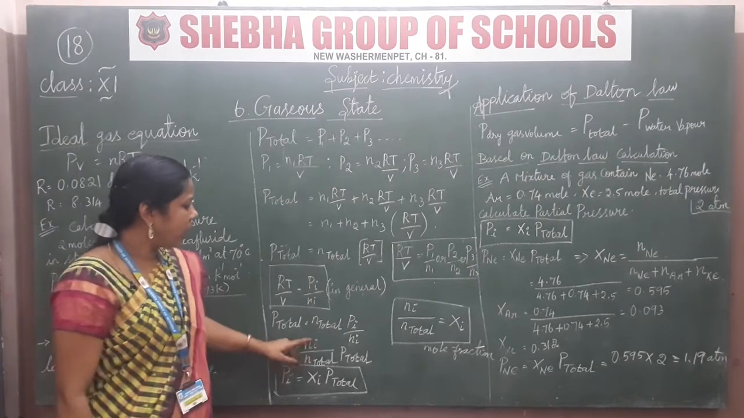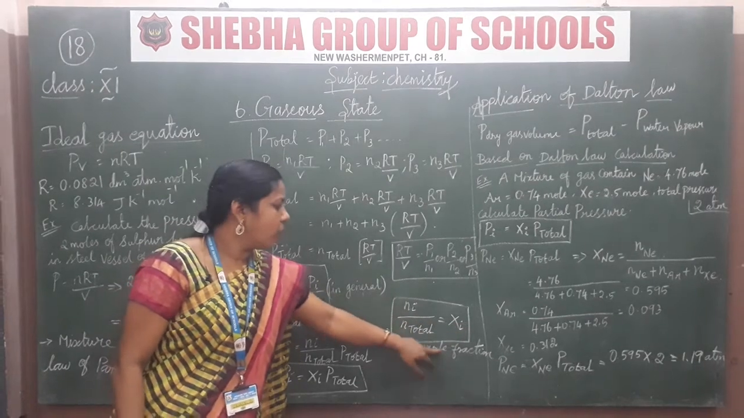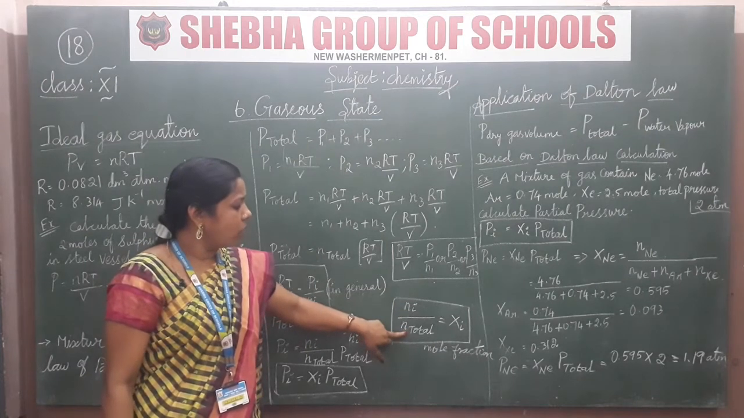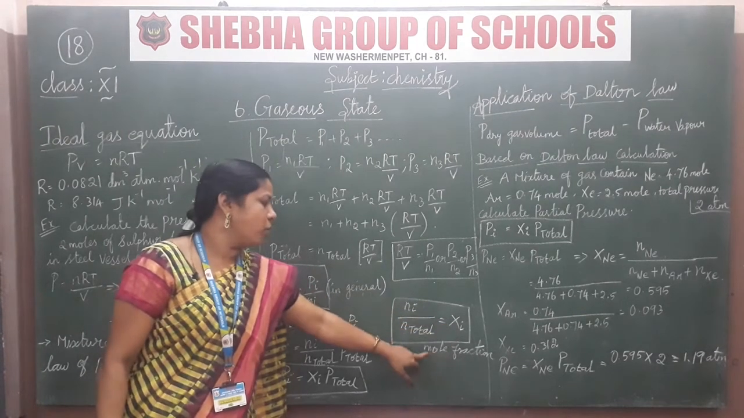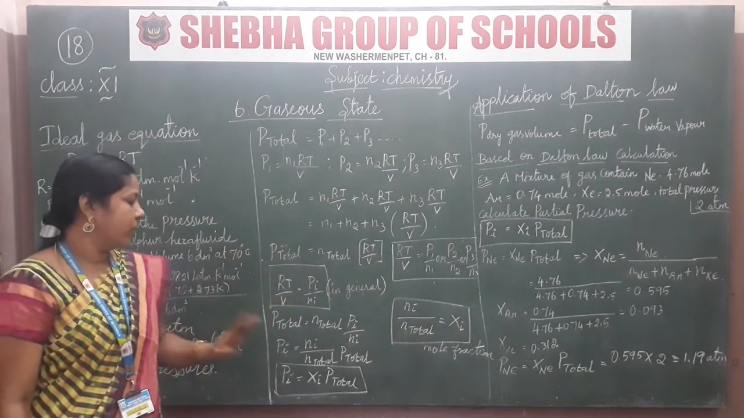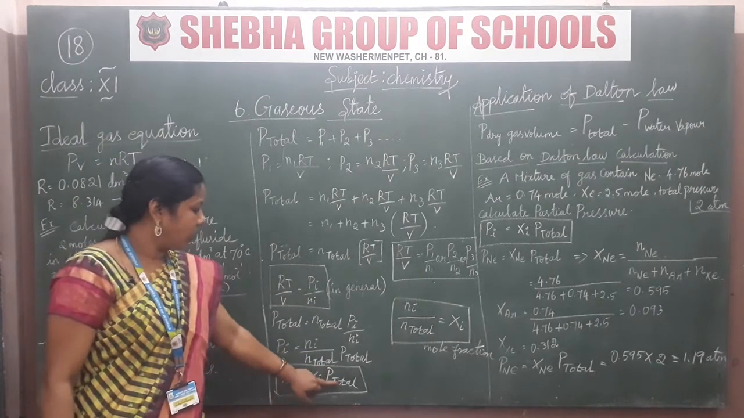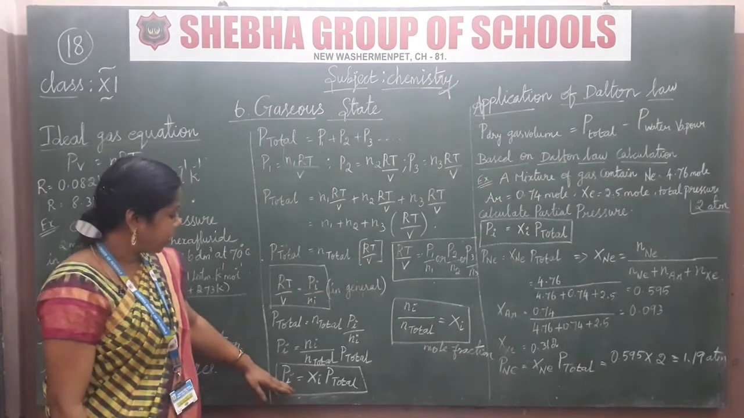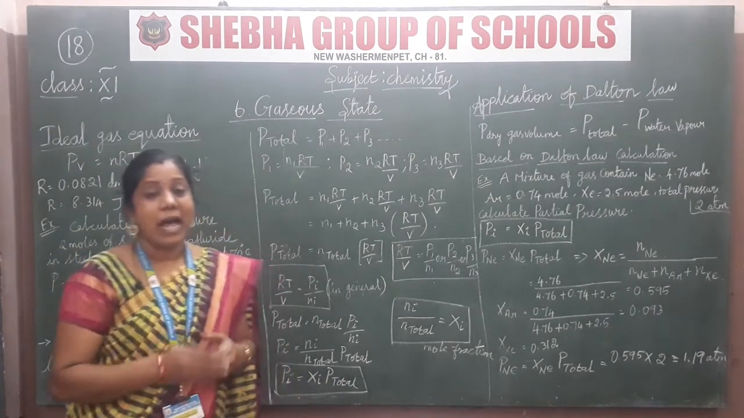Now I am going to write NI/N total as XI. XI means the mole fraction. N means the number of moles; that is the total number of moles, and that is the individual number of moles. So we can write XI, that is mole fraction. I take the common word XI for that mole fraction. So I am going to implement NI/N total as XI P total. That's all. This is the final step of Dalton's law of partial pressure. So PI is equal to XI P total. This is the last step, okay?